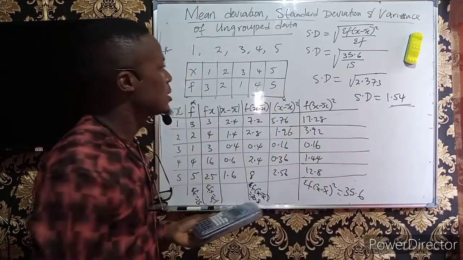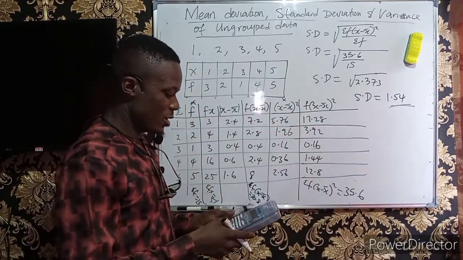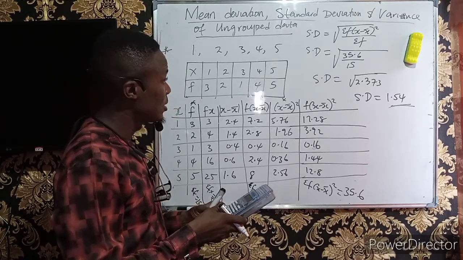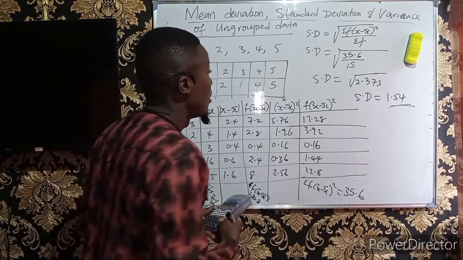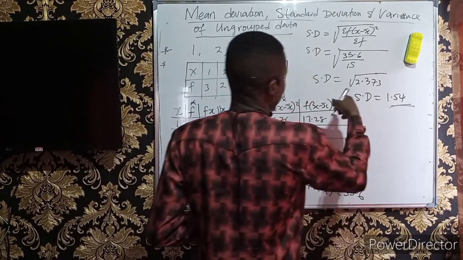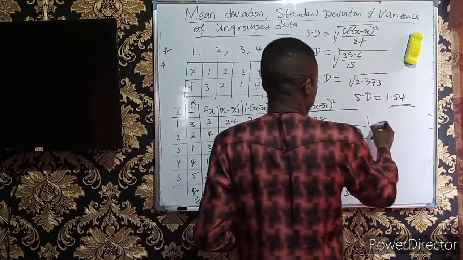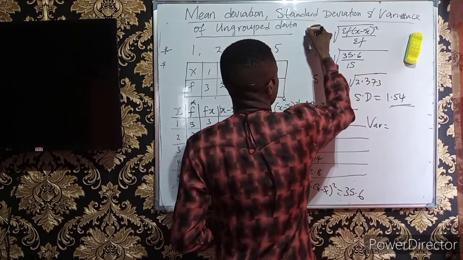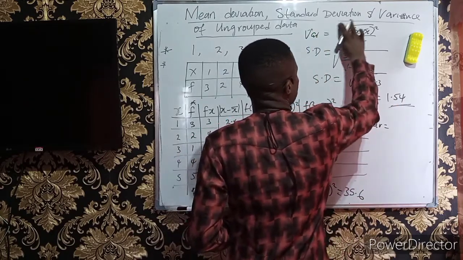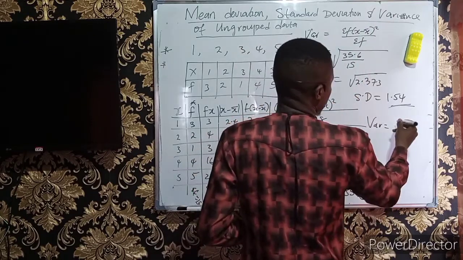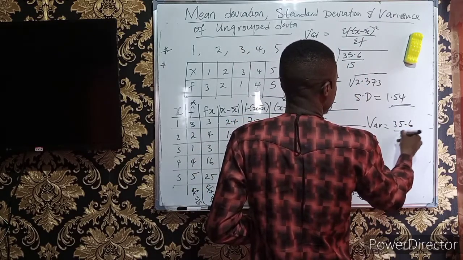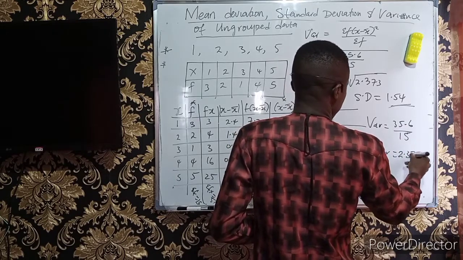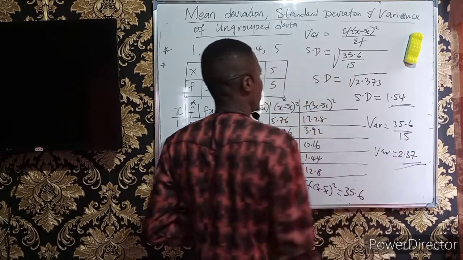So you've seen that the standard deviation is not a difficult task to get. So that is just the answer. Assuming it is variance you are looking for, you just remove the square root. Variance is as simple as that. It will just be 35.6 over 15, so my variance will just be approximately 2.37 when I divide this by this.